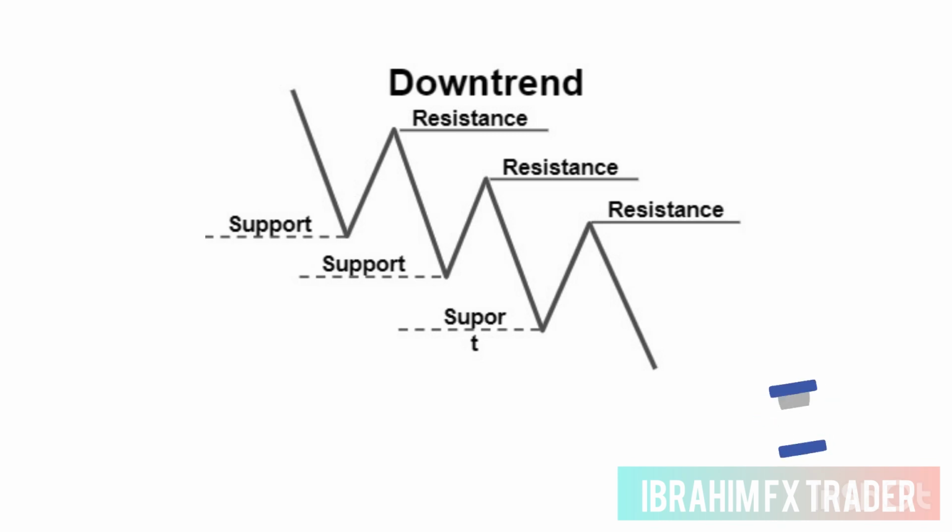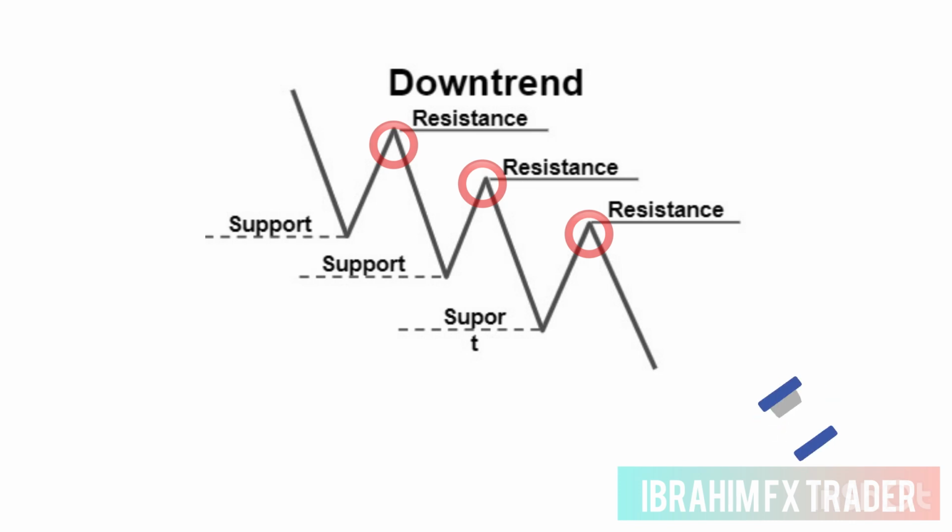Let's move on to a downtrend. In a downtrend, the market is making lower highs and lower lows. To apply market structure, we need to identify the key levels of support and resistance, just like in an uptrend. However, in a downtrend, we are looking for levels of resistance to sell rather than level of support to buy.